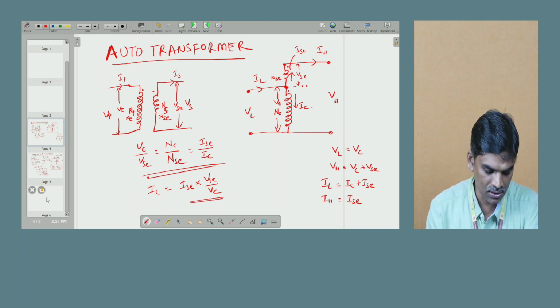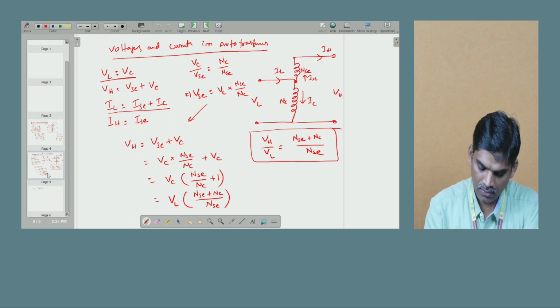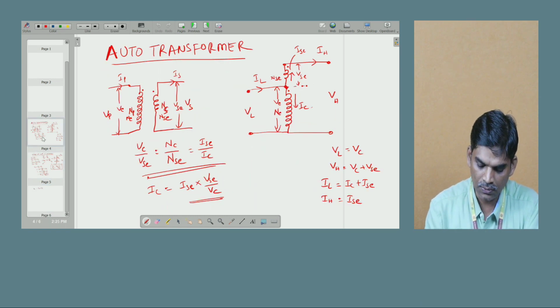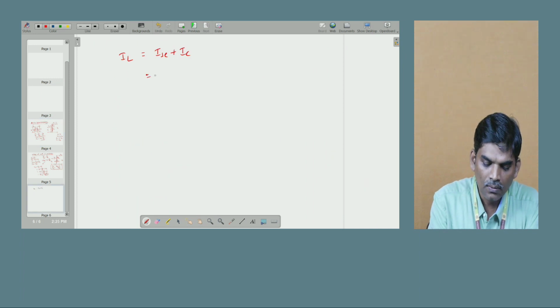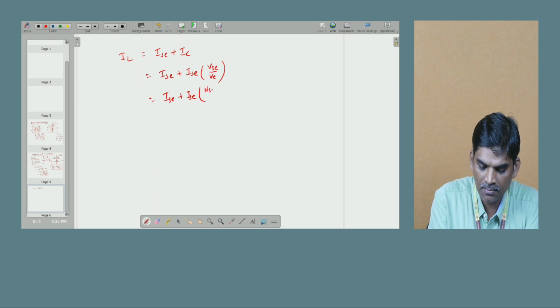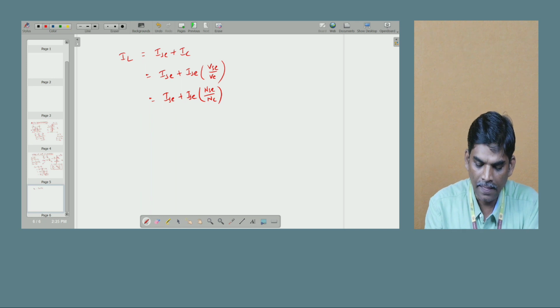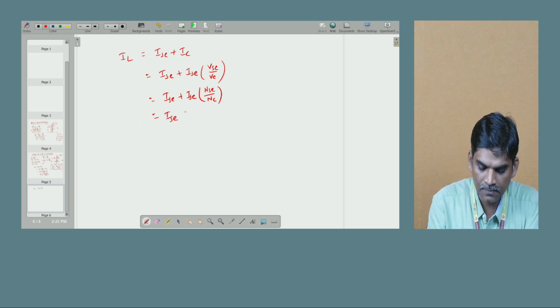So we substitute this here, and IC is equal to ISC plus ISC into VSC by VC. But VSC by VC is nothing but NSC by NC, both are equal, the ratio. Now ISC is common here. Now we are getting 1 plus NSC by NC.